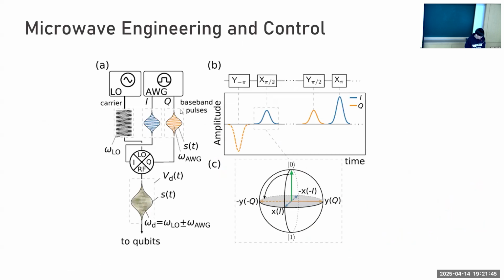We will explain some microwave engineering and control. We can control the quantum qubit states by some pulses. We can control the qubit states by pi pulses or half pi pulses.